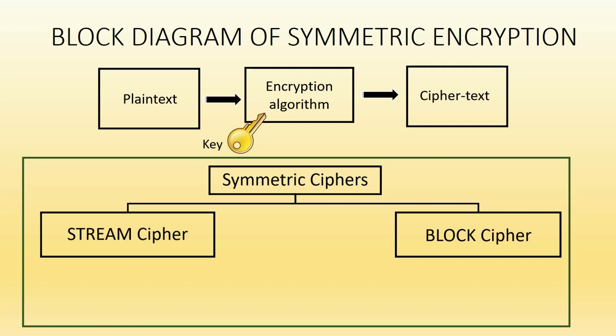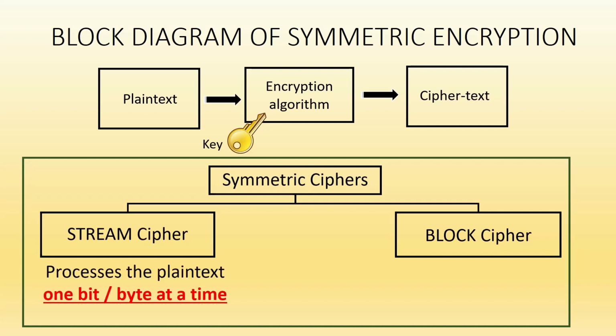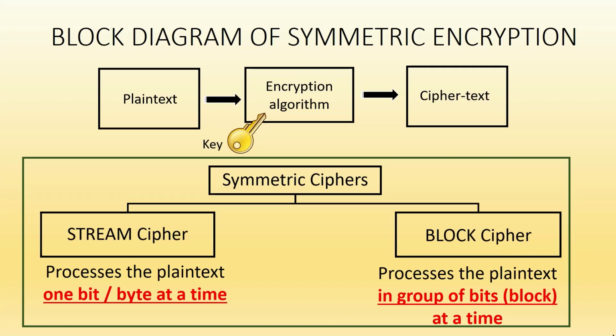So what is the difference between a stream cipher and a block cipher? In stream ciphers, the plain text is encrypted bit by bit or byte by byte. That is, it encrypts one bit at a time or one byte at a time or one character at a time, while a block cipher encrypts the data in groups. So it processes the plain text as a chunk of bits.